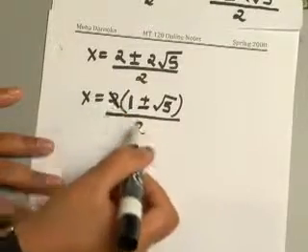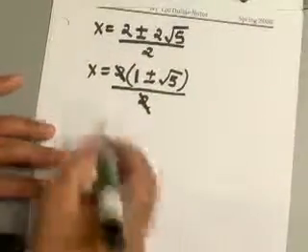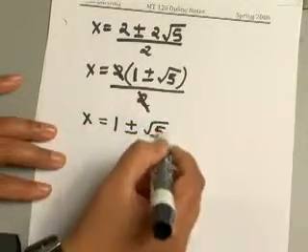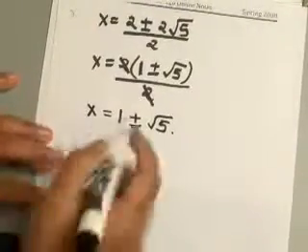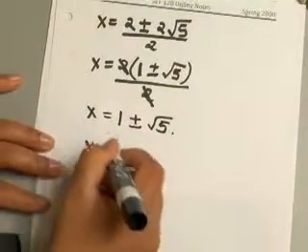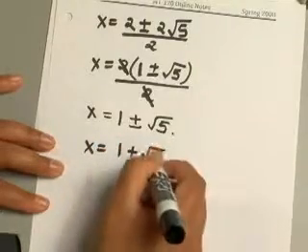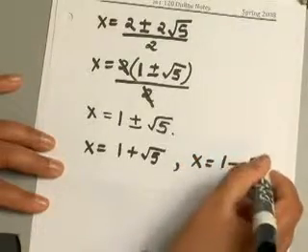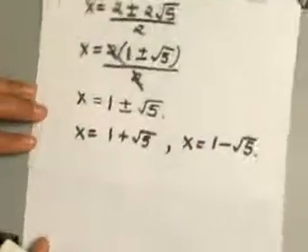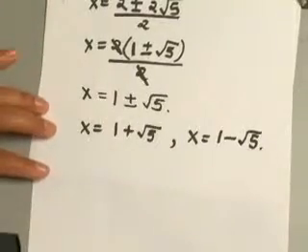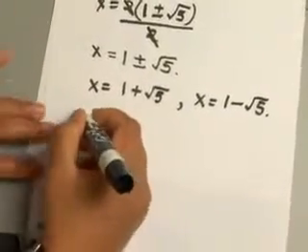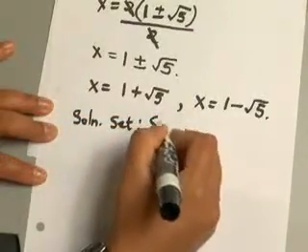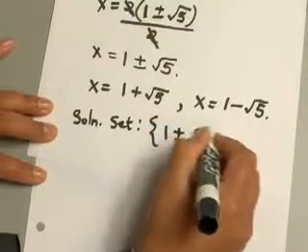So you can actually cancel out this 2 and this 2. And you will be left with x equals 1 plus or minus square root of 5. Which is the same thing as x equals 1 plus square root of 5, or x equals 1 minus square root of 5. That's the same thing that symbol plus or minus means. So again, we will say that our solution set for this equation is going to be 1 plus or minus square root of 5.